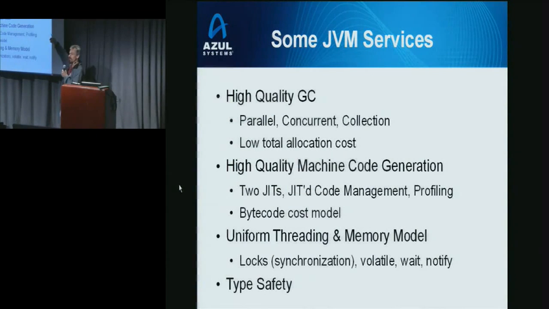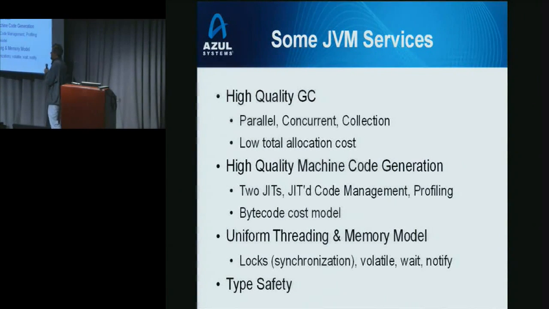So some of the services involve high-quality GC, and this is one that's on everyone's mind because there's so much engineering effort put in to try and get GC pauses to be reasonable on these ever larger heaps. But really, the GC that's in there now is pretty amazing compared to what was available 10 and 20 years ago. The actual total allocation costs are quite reasonable compared to the alternatives, and the GCs are parallel and concurrent and incremental and so on. They have all kinds of cool features.